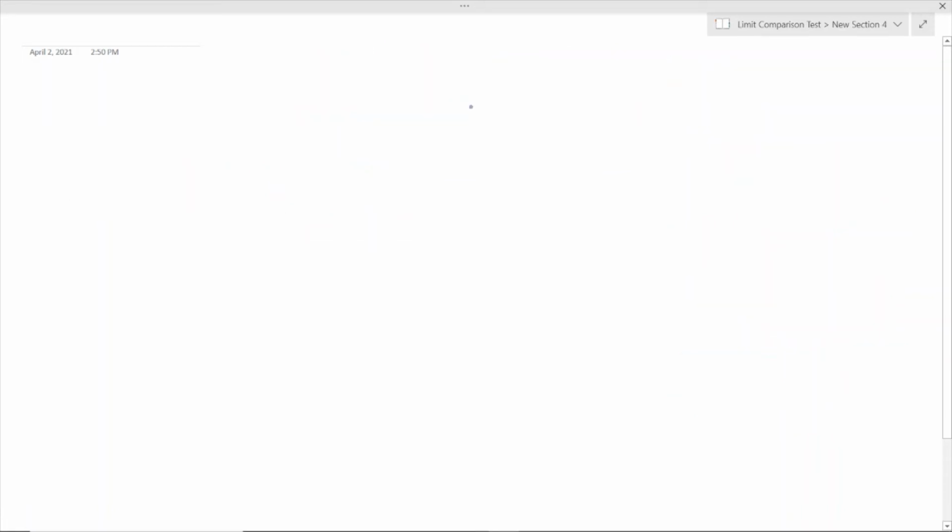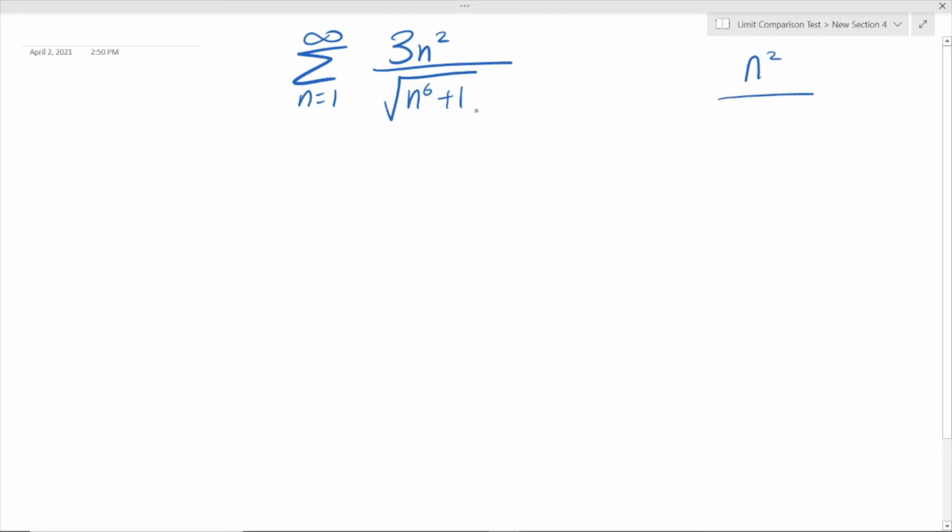So now I am going to show you another example with the limit comparison test. Here is another example, and we have to find out whether this series converges or diverges. Same trick as before, we're going to look at the highest powers of n. In the numerator we have n squared. In the denominator we have n to the exponent of 6 with the square root, so we include both the square root and the n to the exponent of 6.